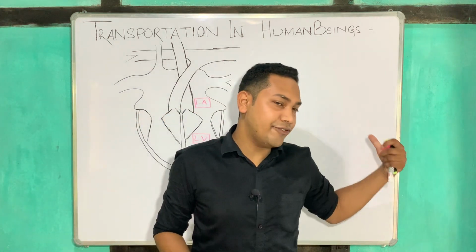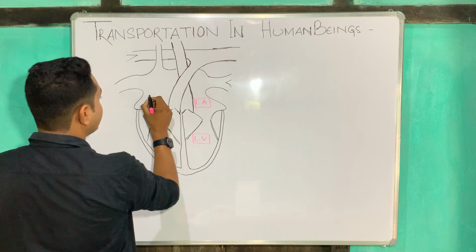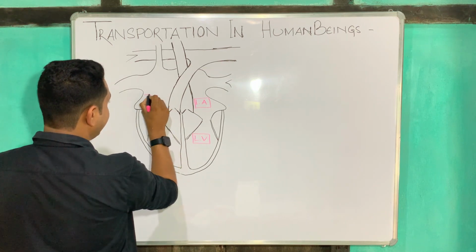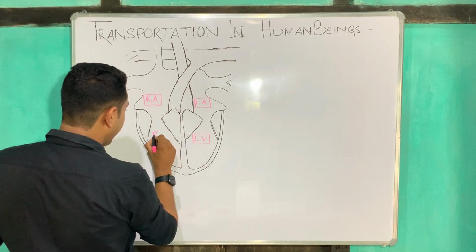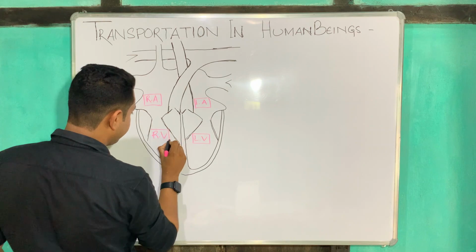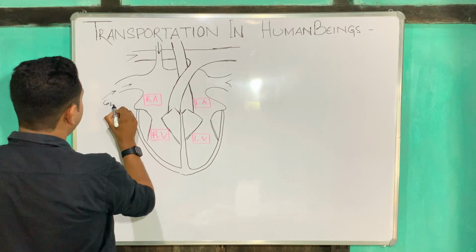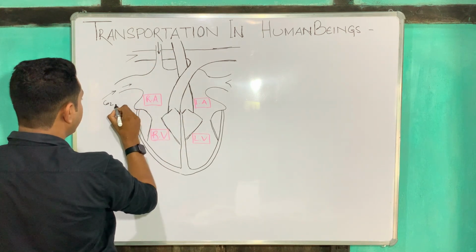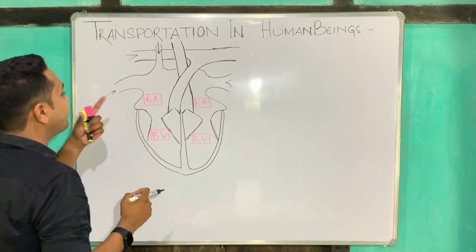If this is the left side, then this should be the right side, right? So this one will be the right auricle or atrium, you can say. Next, here it will be the right ventricle. Deoxygenated blood, that is carbon dioxide, makes an entry through the vena cava. This portion, this and that, are known as vena cava, and they are the largest veins.